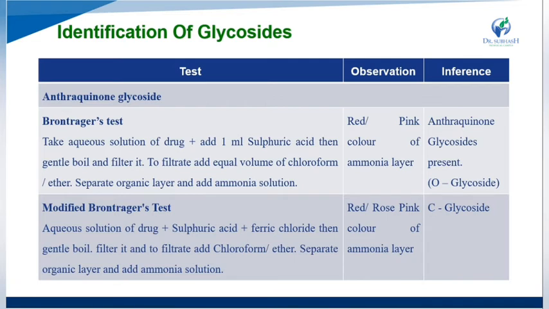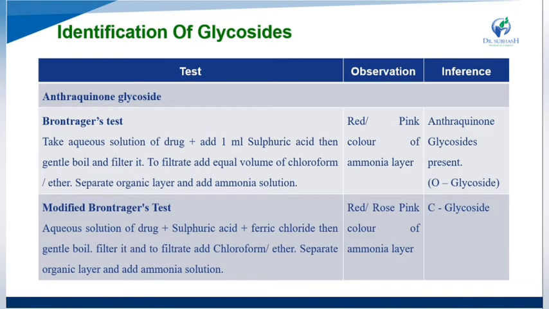To the filtrate, add an equal amount of chloroform and ether. Then separate the organic layer and add ammonia solution. In the observation, a red or pink color is generated in the ammonia layer. This indicates that anthraquinone glycoside is present, mainly O-glycoside, in the crude drug. Then the second test is the modified Borntrager test.